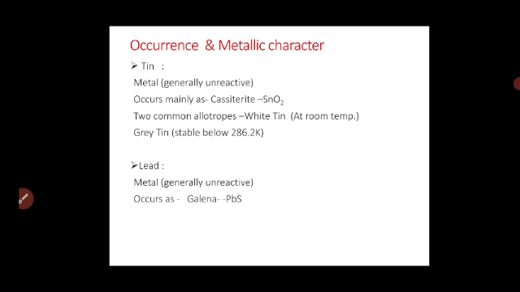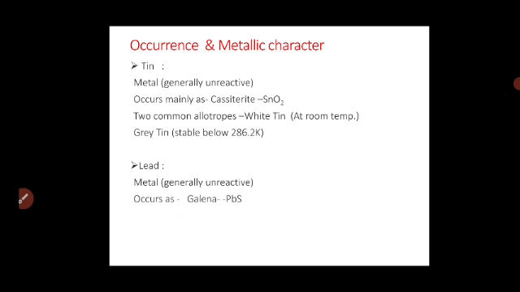And the last element in this group is lead, which is a metal and occurs as galena, that is PbS. The chemical name is lead sulfide, and from this lead sulfide even silver is extracted, because this lead sulfide contains silver as an impurity.